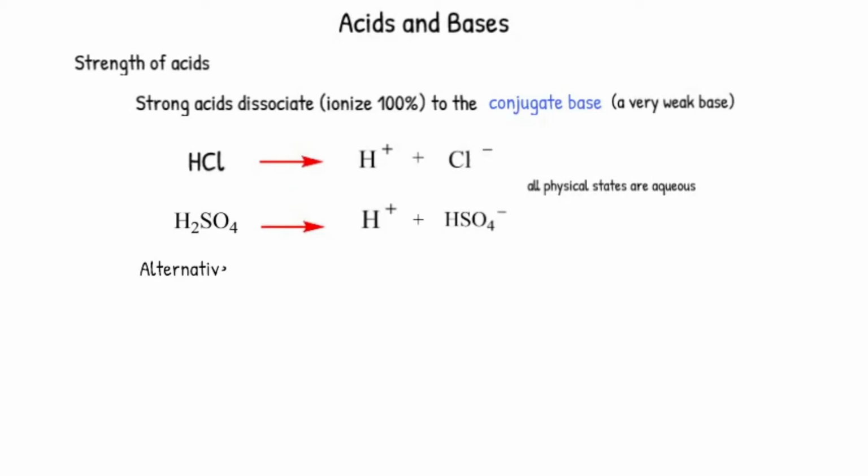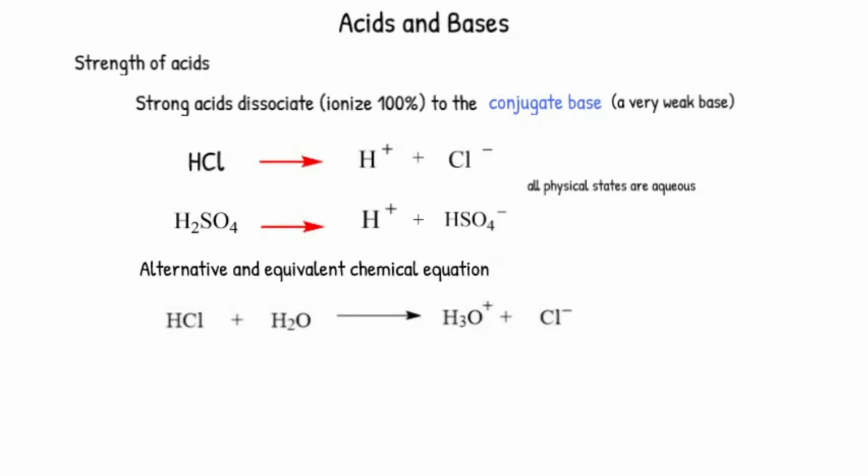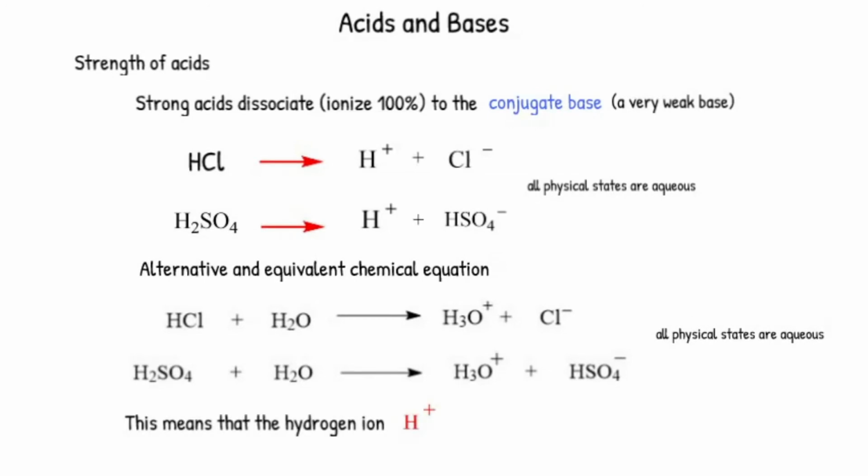An alternative and equivalent chemical equation for the two above is by adding water as part of the equation. So for example, HCl plus water gives H3O plus, called a hydronium ion, and chloride ion. H2SO4 plus water gives the hydronium ion plus hydrogen sulfate ion. This means that the hydrogen ion, H plus, is exactly the same as the hydronium ion. Strong acids give weak conjugate bases.